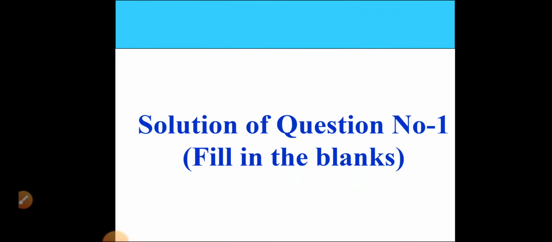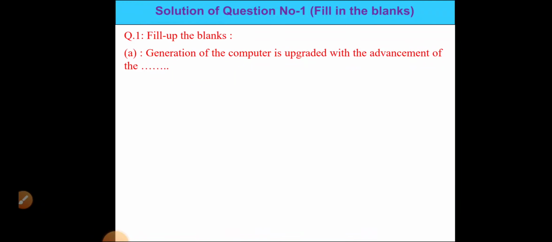3 marks. So next is the solution of question number 1, fill in the blanks. See the first question. The first question is: generation of the computer is upgraded with the advance of dash. As we know, there are different generations from the first generation till now, 5th generation, 7th generation computers are going. Most probably you have heard of 7th generation, 5th generation, 4th generation. You hear these when you go for buying a laptop or desktop or computer.